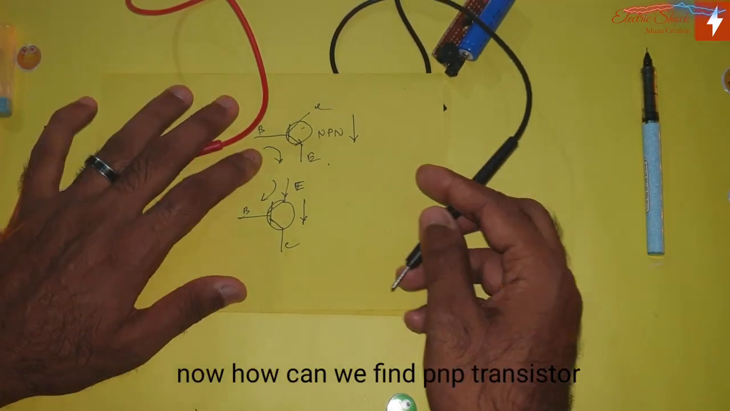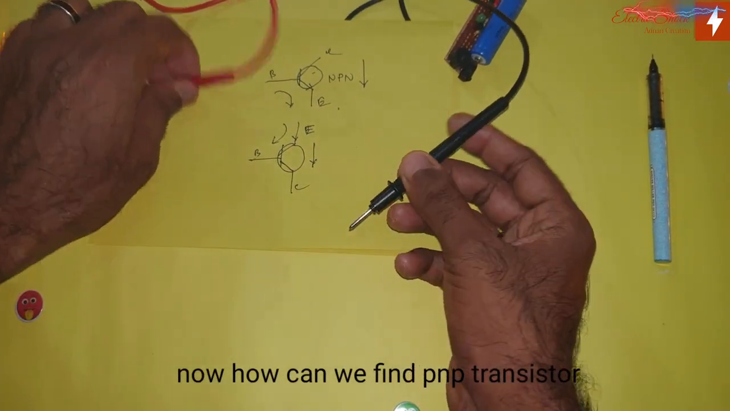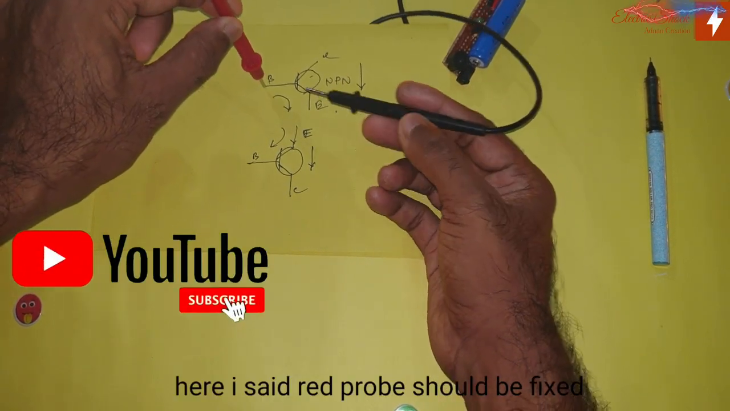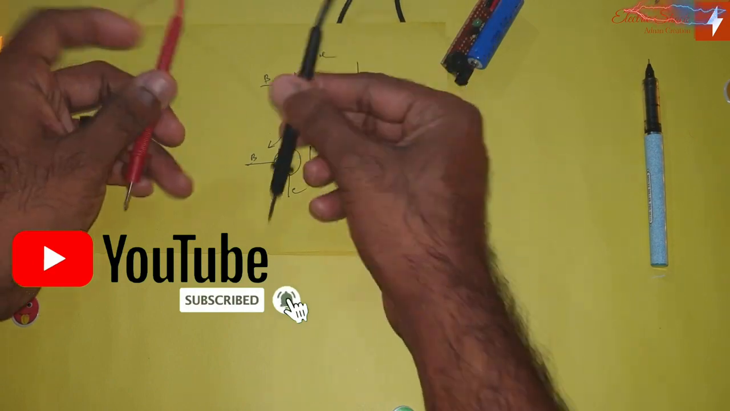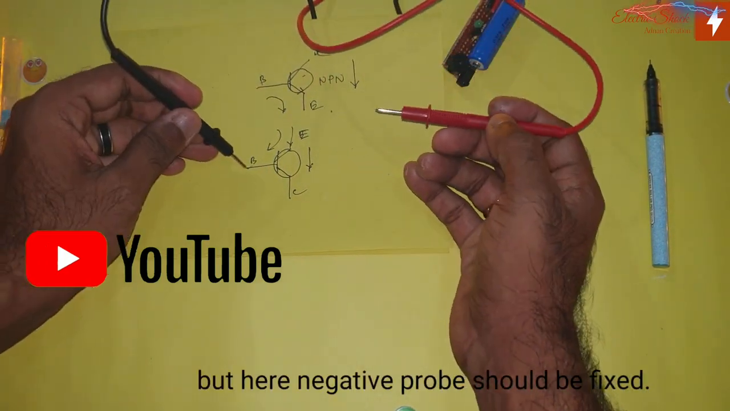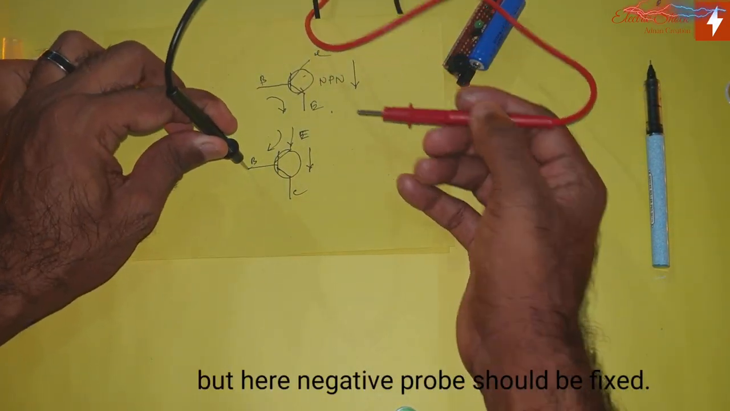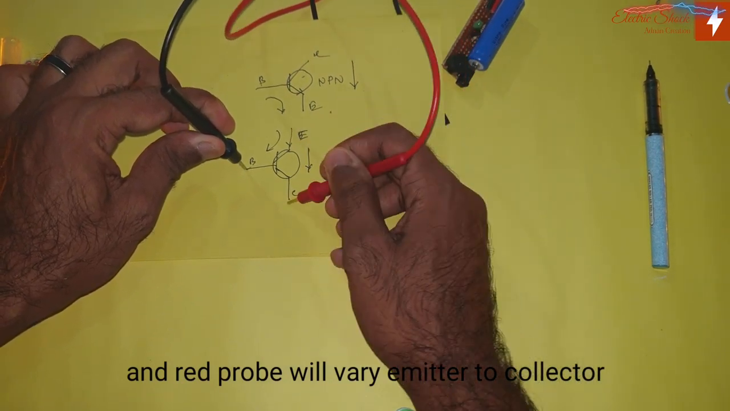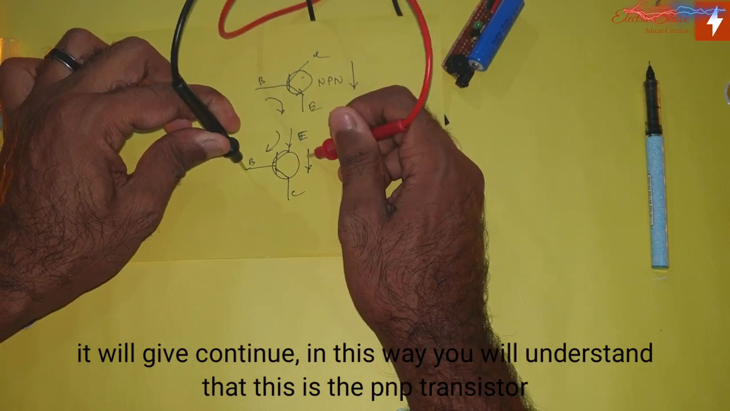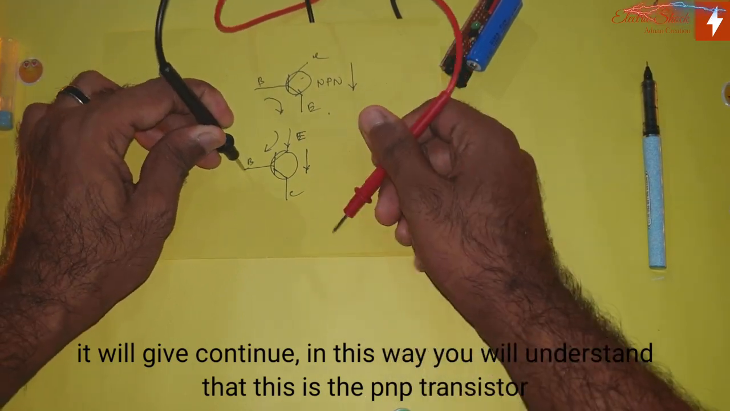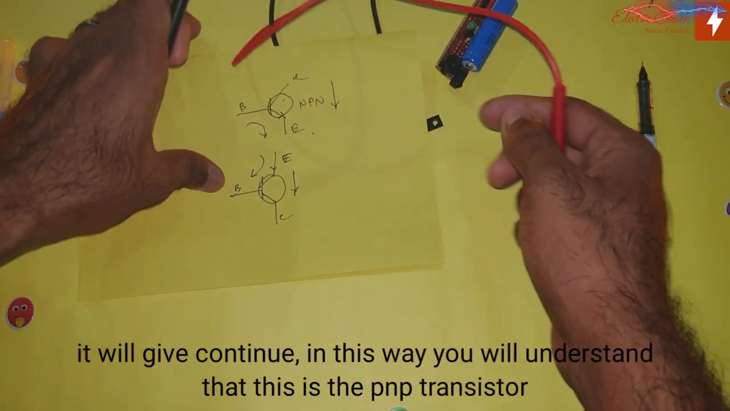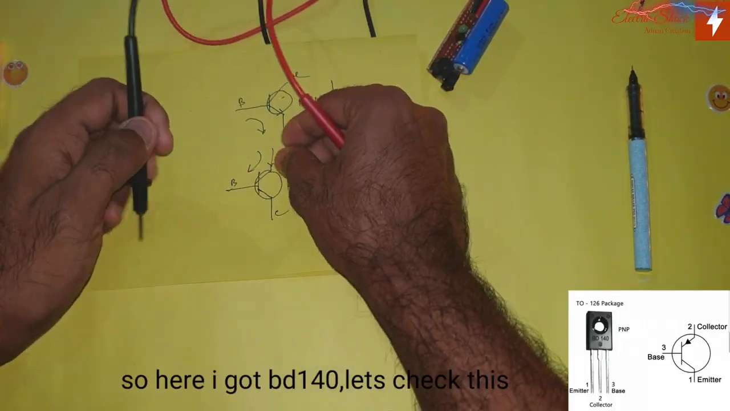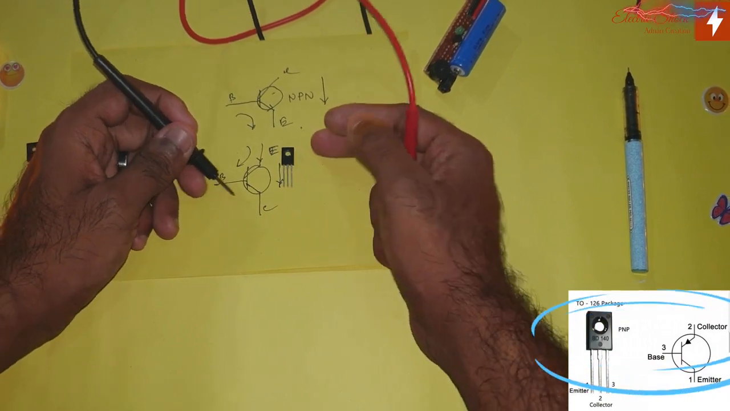Now how can we find the PNP transistor? Here I said the red probe should be fixed. Here it is the reverse. The negative probe should be fixed and the red probe should vary. Emitter, collector, it will give continuity. In this way you can understand that this is the PNP transistor. So here I have got a BD140. So let's check this.